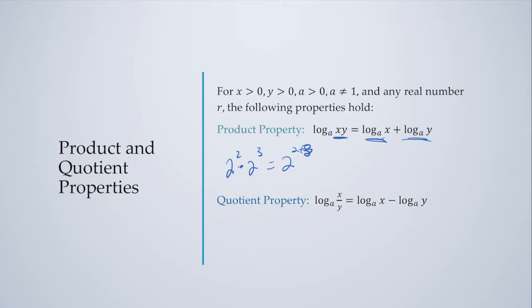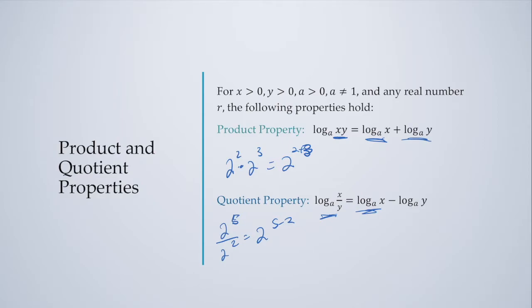When I've got log base a of x over y, I can rewrite that as log base a of x minus log base a of y. And this makes sense. Remember, when we're dividing exponents, what do we do to those exponents? Well, we subtract them.